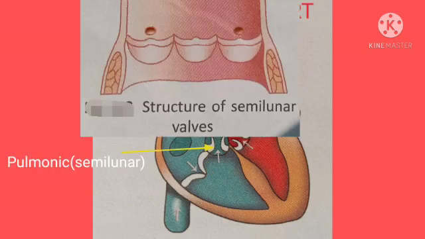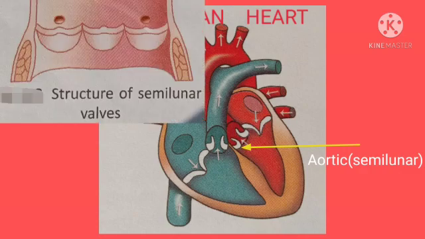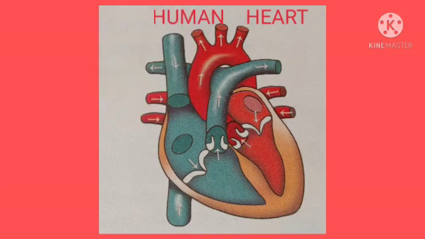Pulmonary valve is present at the base of the pulmonary artery. It allows blood flow from right ventricle to the pulmonary artery. The aortic valve is present at the origin of aorta from left ventricle, controlling blood flow over there. All these valves do not allow backward flow of the blood.